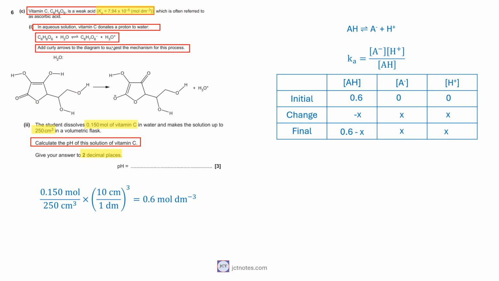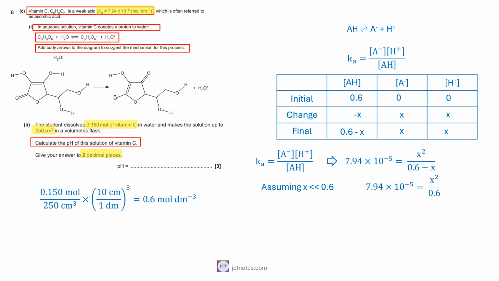Replacing values in the equilibrium constant, we get that 7.94 times 10 to the power of minus 5 is equal to X squared divided by 0.6 minus X. This is a quadratic equation. It is always good to make the approximation that X is much lower than the number given, in this case, X is much lower than 0.6, and solve the equation 7.94 times 10 to the power of minus 5 is equal to X squared divided by 0.6.